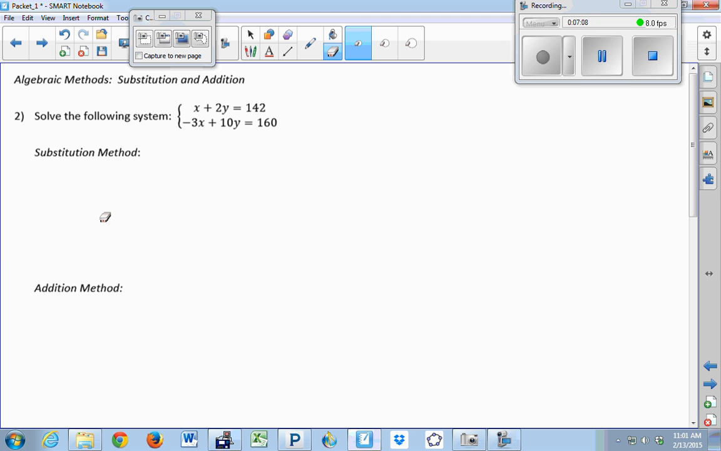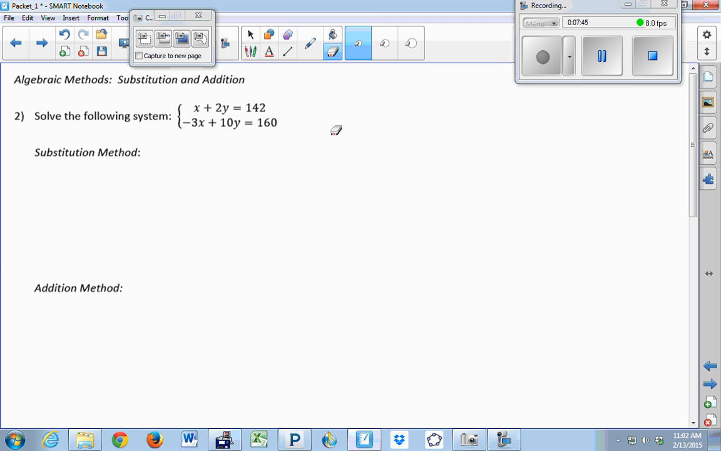So what we have now is this linear system right here. Here's our system that we just graphed and looked at the intersection point. We got an estimate, but now we want to look at two algebraic ways quickly. This should be a review for just about everybody who's taken Math 096 recently. So x plus 2y equals 142 and negative 3x plus 10y equals 160. Let's take a look at what this looks like algebraically to find the solution.